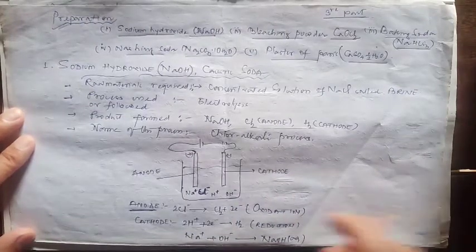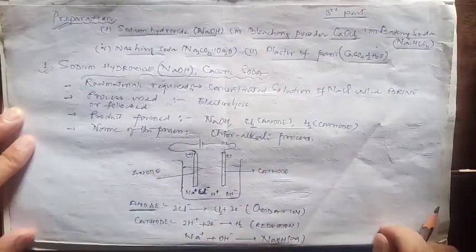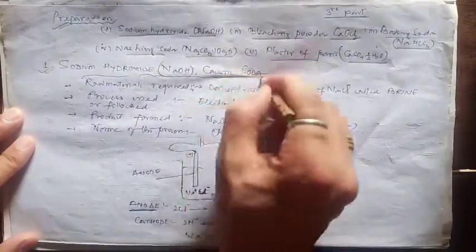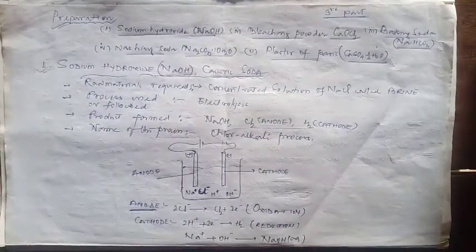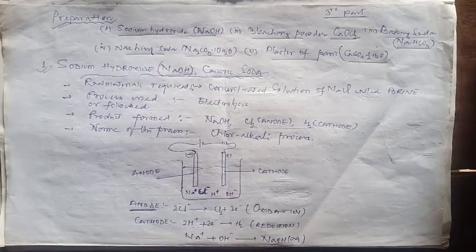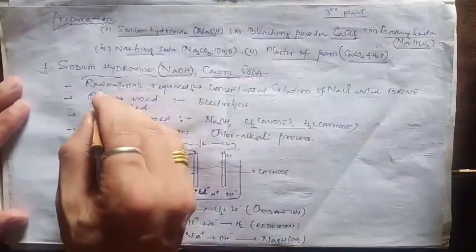So let's start. First of all, we'll discuss the preparation of sodium hydroxide, which is also called caustic soda. Here is the formula, sodium hydroxide. Students, now to prepare this sodium hydroxide, what are the materials that we need? Raw materials, we can say.